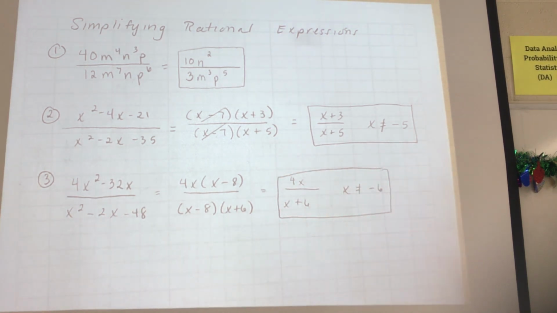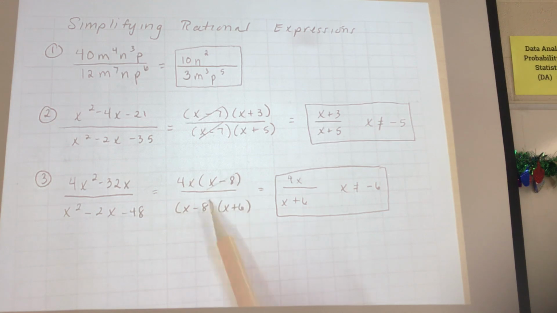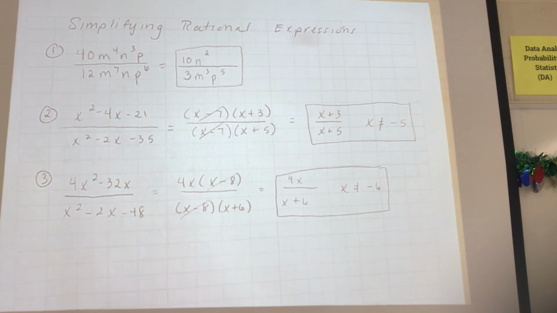Alright, so we factored the numerator with a common factor of 4x, factored the denominator. There is a common factor of x minus 8, so it's eliminated, and I have my new simplified expression with the restriction on the denominator.